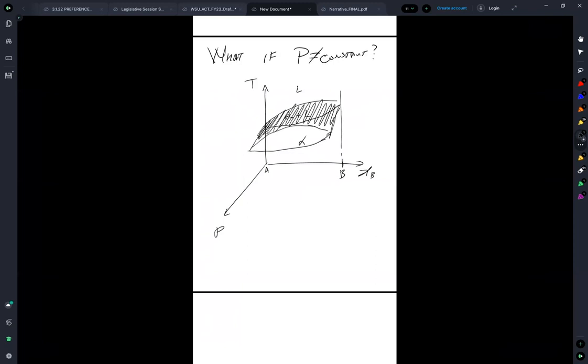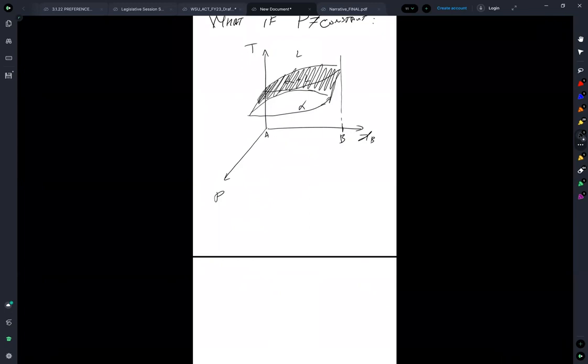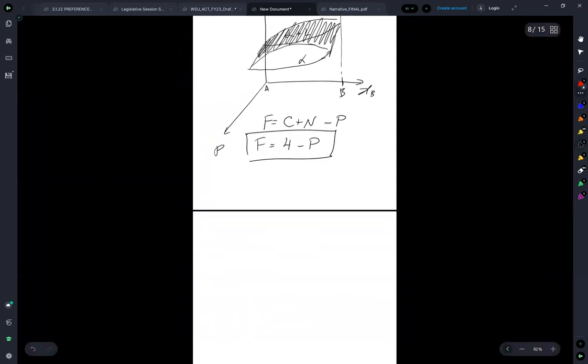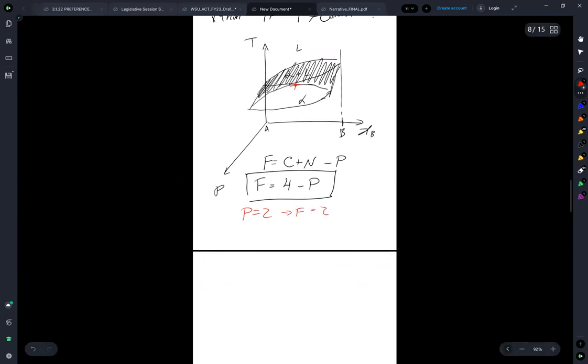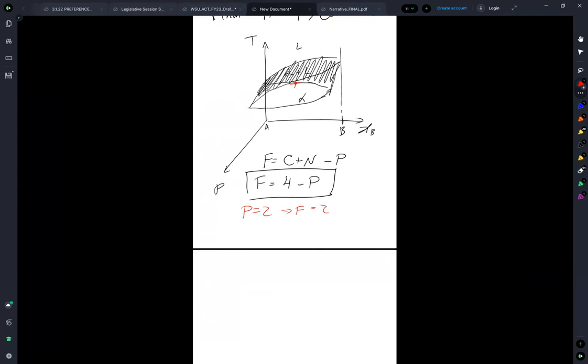So let's say we pick, our expression for the Gibbs phase rule becomes F is equal to C plus N minus P, which is equal to 4 minus P. So let's say we pick somewhere inside of that lens, say P equals 2. Well, when P is equal to 2, then F is equal to 2. So we have 2 degrees of freedom. So we can specify exactly two variables to define the system.